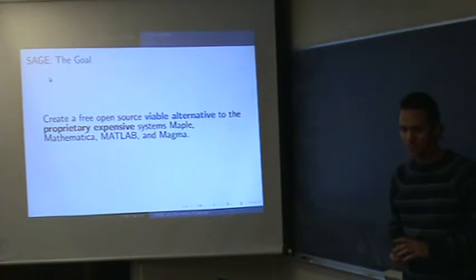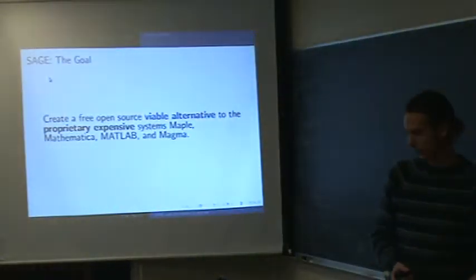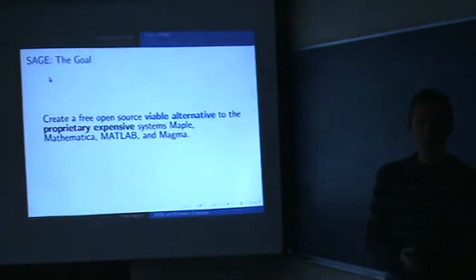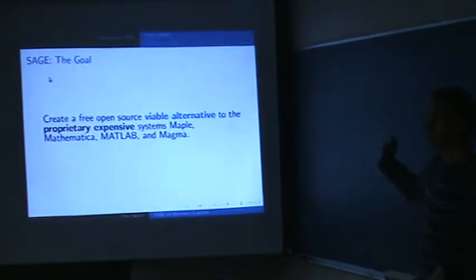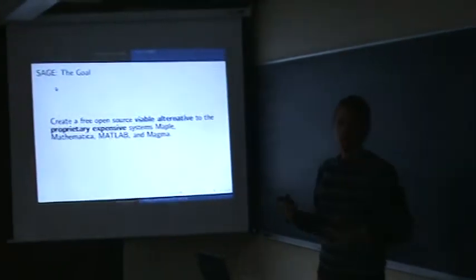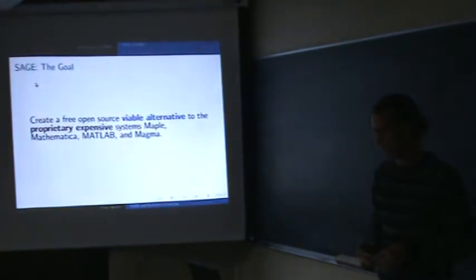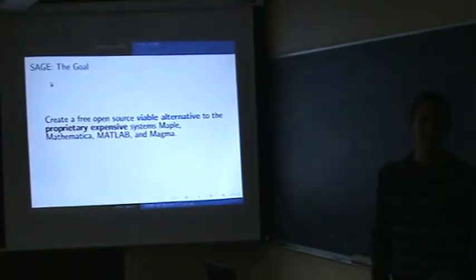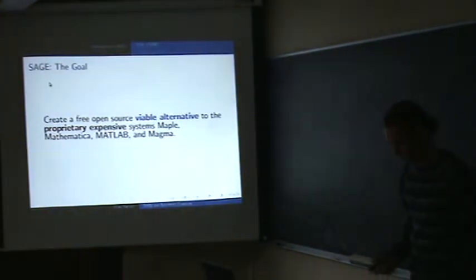So the goal of Sage is to create a free, viable alternative to Maple, Mathematica, MATLAB, and Magma. These are like the four big M's that dominate computer algebra systems. They've been around a long time and are pervasive throughout the math community.